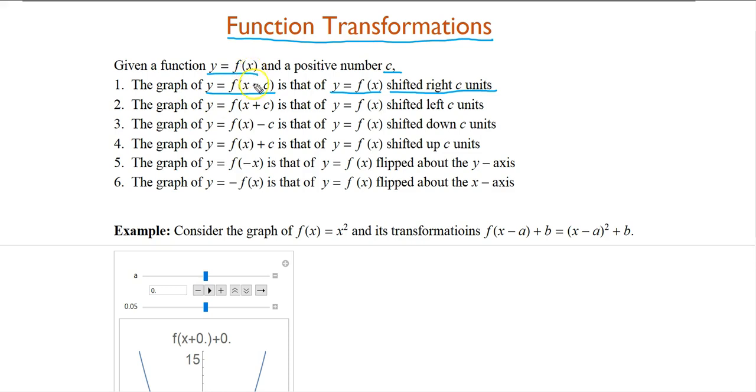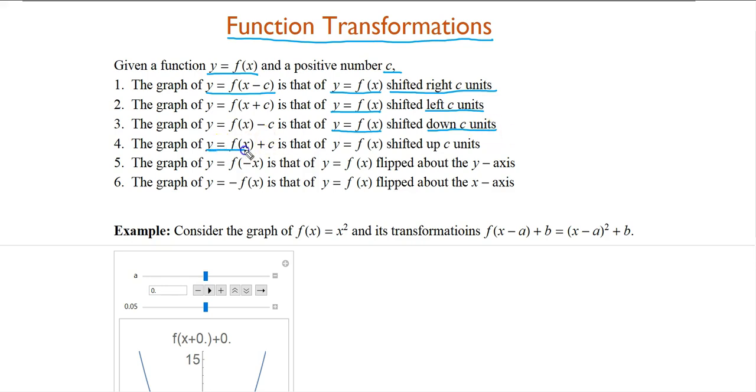If we take the same function and we replace x with x plus c, then that will shift the graph of y equals f of x to the left by c units. And if we take the original function, y equals f of x, and we subtract c on the outside, so notice the c is not in the parentheses with the x, then that will take the graph of our original function and shift it down along the y-axis by c units.